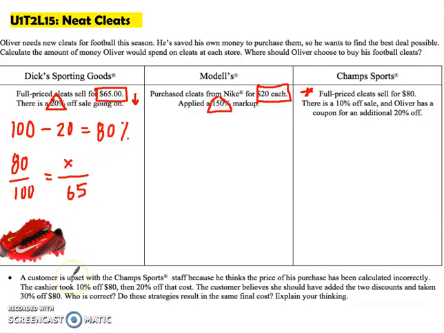And I'll do the same thing. I'll do 80 divided by 100, and if you wish to do cross product, you can. So 8 tenths times 65 will also give me $52. Okay. In the first scenario, I subtracted 13 from the 65. In the second scenario, I subtracted the percent first.